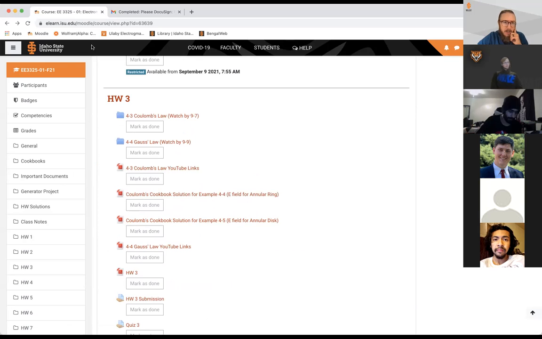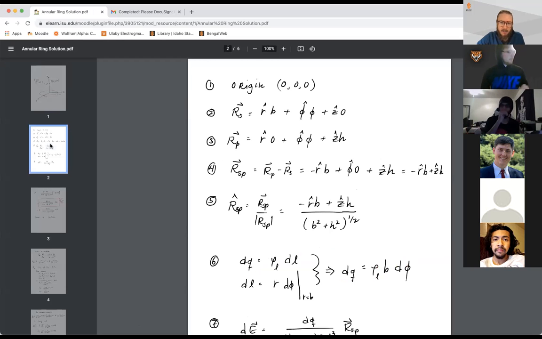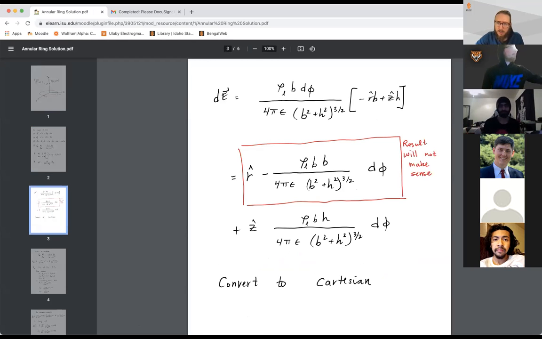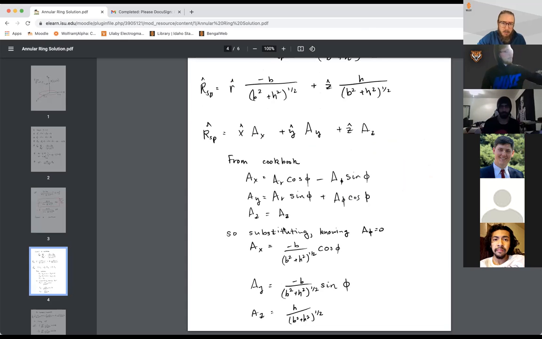I just wanted to bring these up because these are very classic problems, solving for electric field and magnetic field for rings, disks, cylinders. It's a very classic problem in electromagnetics, but you run into some integration situations. If you look at this, this result will not make sense. This is the same situation where we tried to integrate in the R hat with the d phi. This will not work in cylindrical coordinates. You have to convert to Cartesian, which takes a moment.